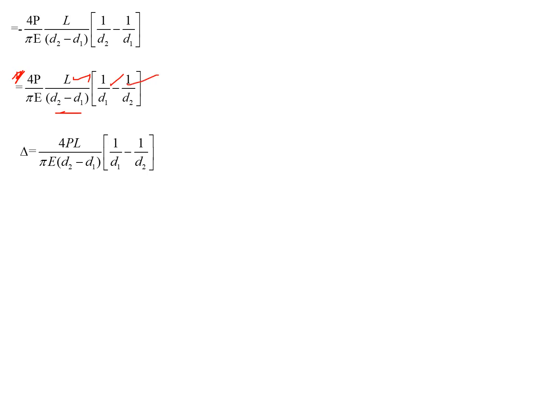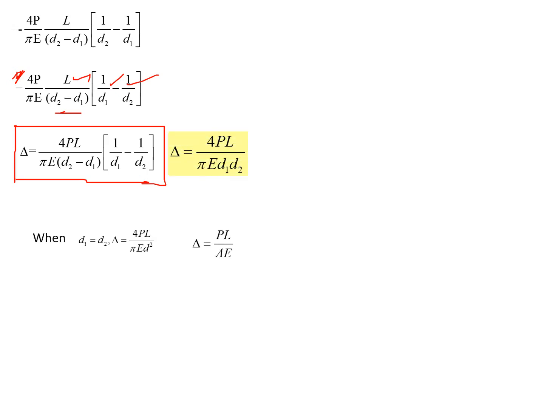So here delta is the deformation of the circular bar: delta equal to 4PL by pi E (d2 minus d1) into 1 by d1 minus 1 by d2. Then we have to solve this equation. Taking the LCM d1 d2, we get d2 minus d1 in the numerator, and d2 minus d1 will be cancelled. Then delta equals 4PL by pi E d1 d2.